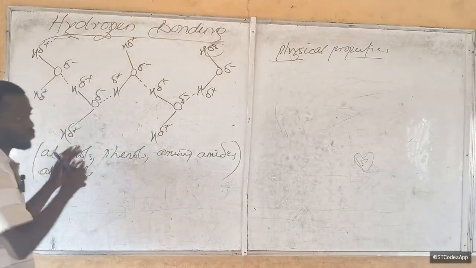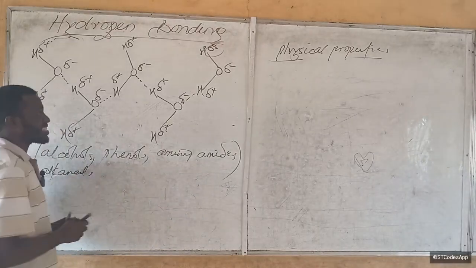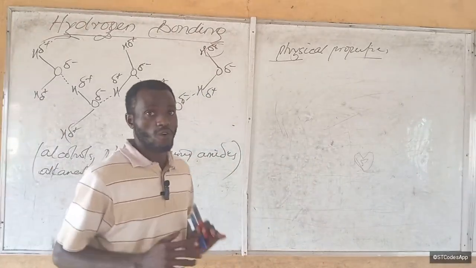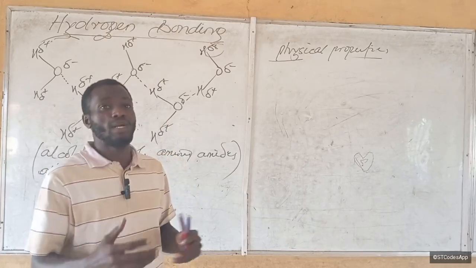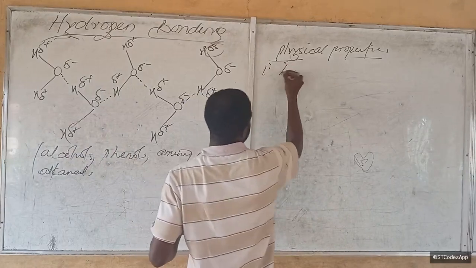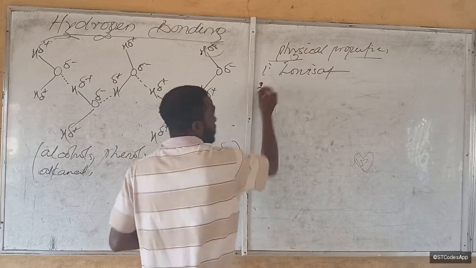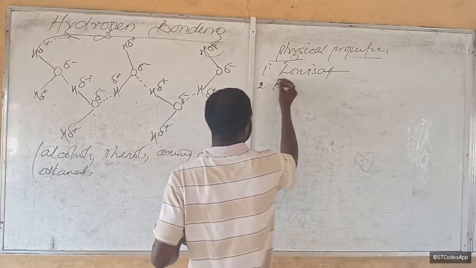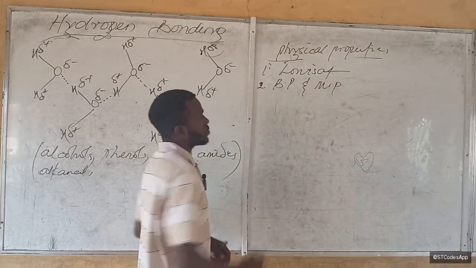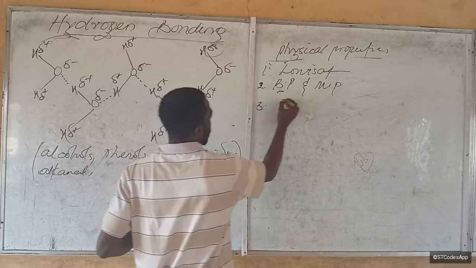Polar. It induces polarization in them, and because they have slight polarization, it affects majorly two of their physical properties, which are what? Solubility and their boiling points. Actually, the physical properties affected are their ability to ionize first, then their melting and boiling points, which I'll be talking about, and it also affects their solubility in water.